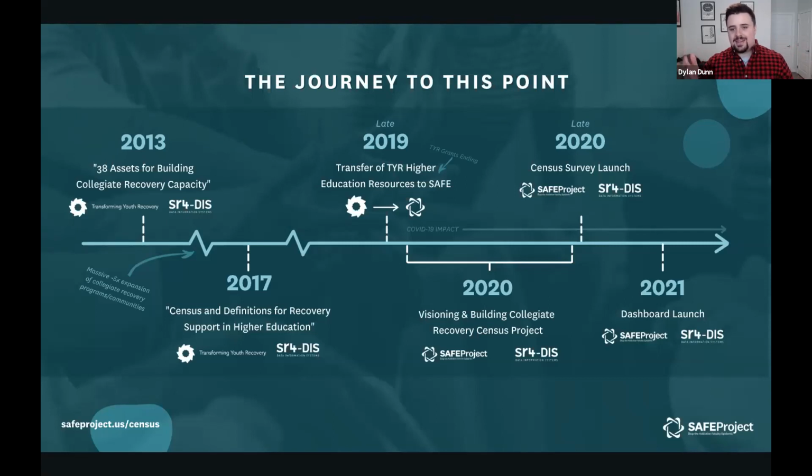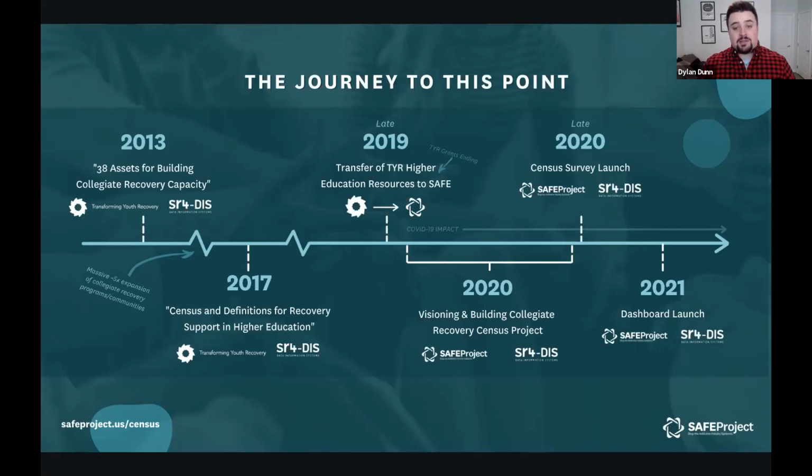So in 2020, SAFE Project and SR4, we knew at SAFE Project we had something magical on our hands with them handing us the census and all the data and all of the work with it. We wanted to do something with it. So we spoke with the wonderful folks at SR4, of course Alex and Chris and others, to talk about what do we do? How do we make this continue, and how do we make this better than it was, knowing that it was already so impactful?